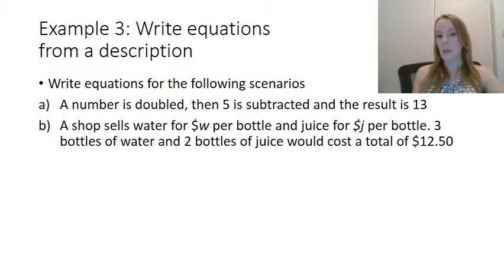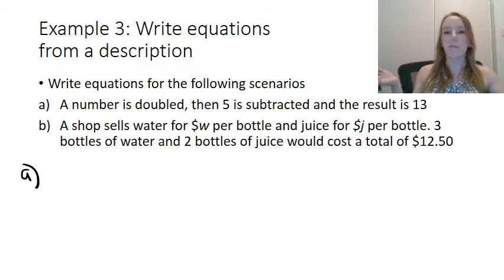Okay, the last thing we're going to do is write equations from a description. So we're going to write equations for each of the scenarios. For A, a number is doubled, then 5 is subtracted, and the result is 13. Okay, so a number. We don't know what the number is, so we can pick any pronumeral. So let's just go x.